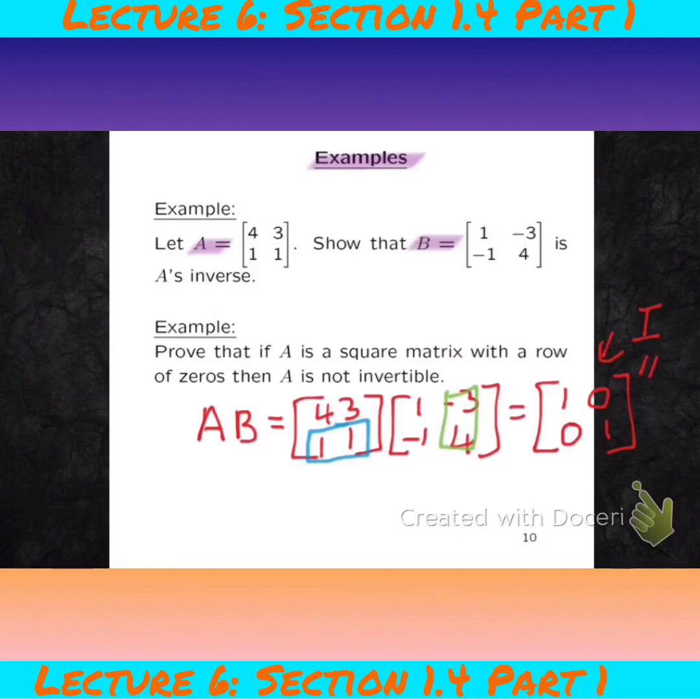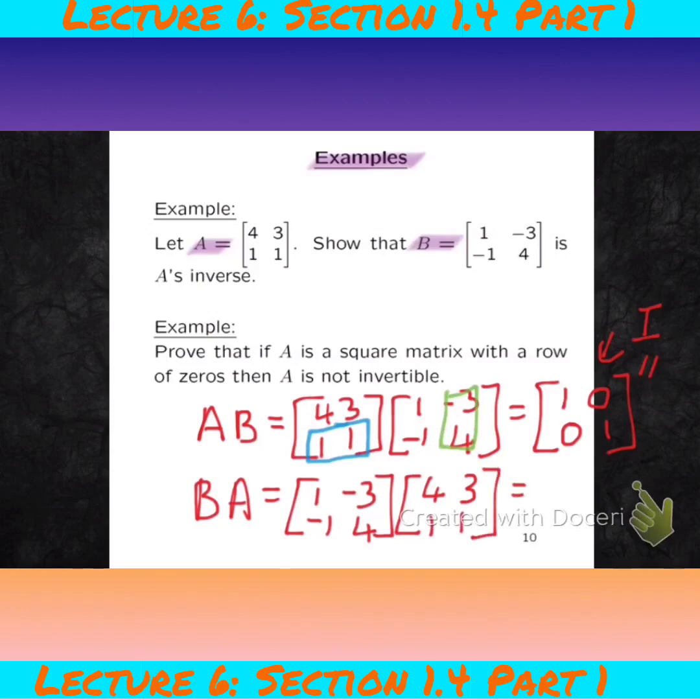Okay, then doing that, we also need to look at B times A. And B times A, you're going to take 1, minus 3, minus 1, 4. You need to check both for it to be an inverse. You can't just check one, you have to check both. Then you're going to multiply that with 4, 3, 1, 1. And again, you're going to get first row with the first column, and you're going to dot that. So that's going to be 4 minus 3, which is 1.